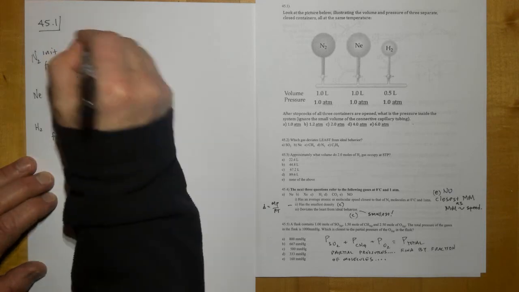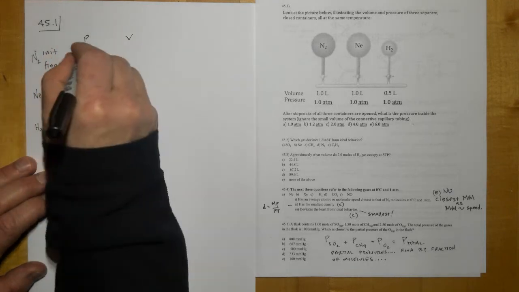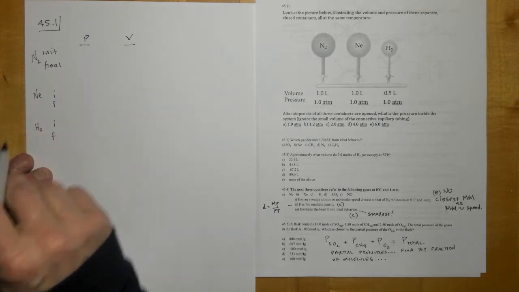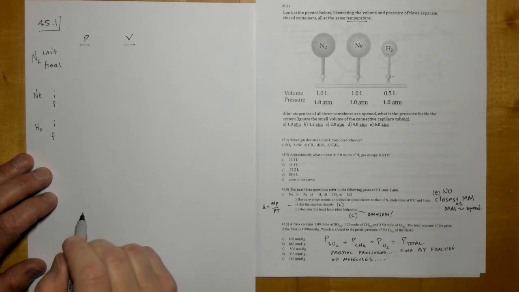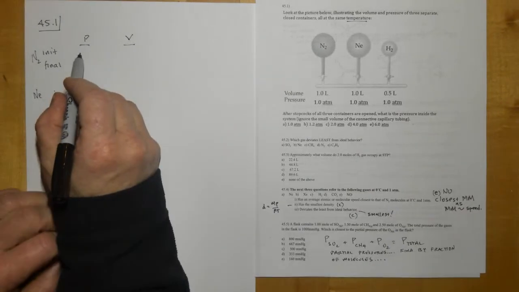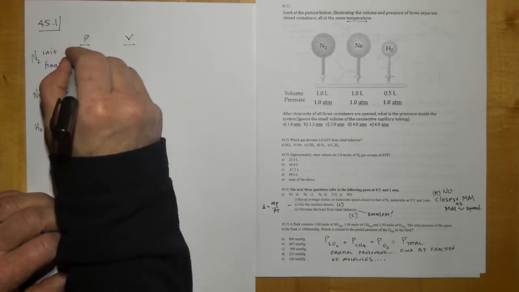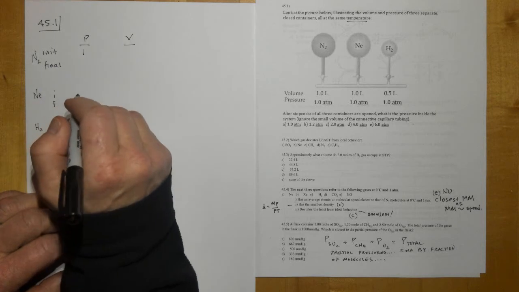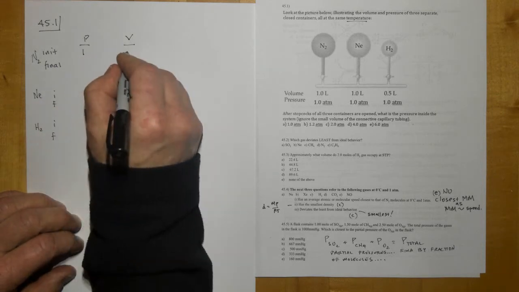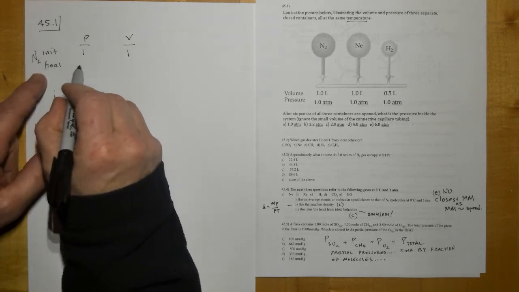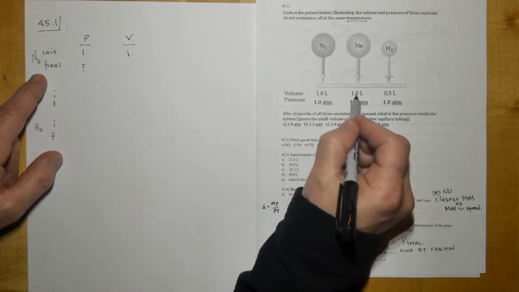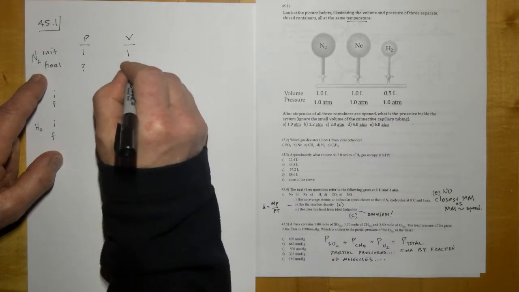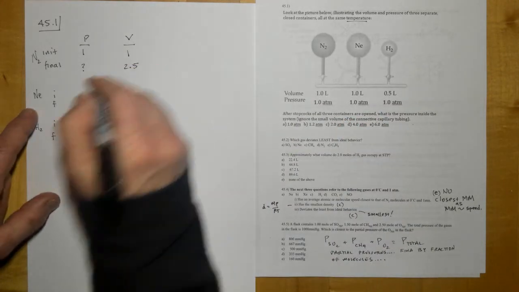And we have pressure and volume data that we're going to be interested in, and we're going to assume that the temperature remains constant because it's the same temperature right here. So the initial pressure of the nitrogen gas is 1 atmosphere. The initial volume of the nitrogen gas is 1 liter. The final pressure of the nitrogen gas, we don't know. The final volume is going to be 1 plus 1 plus 0.5, or 2.5 liters.